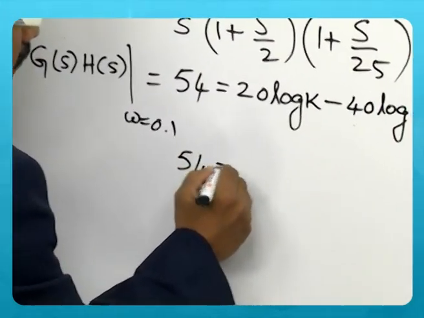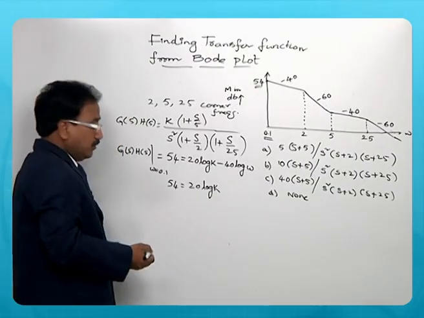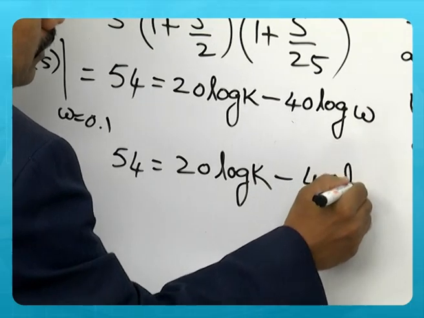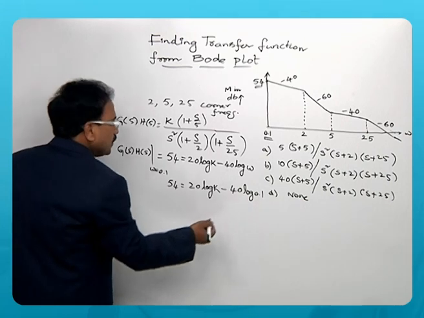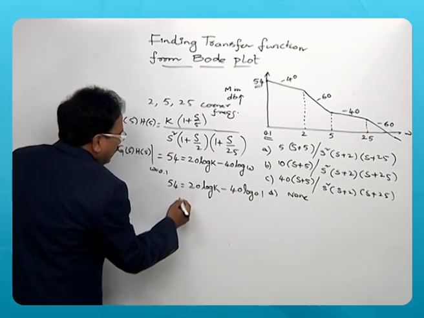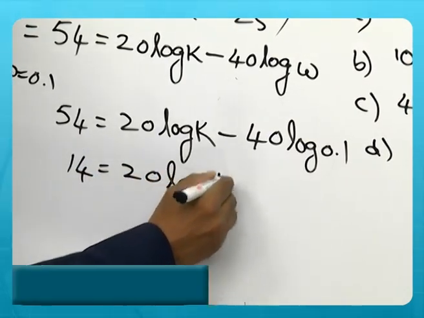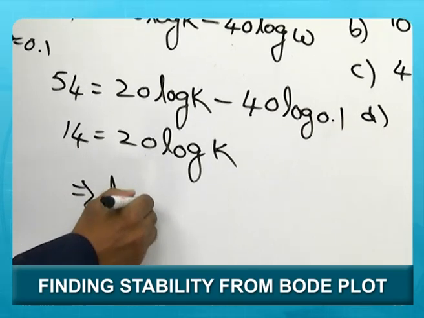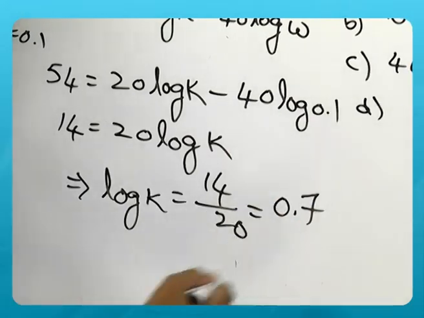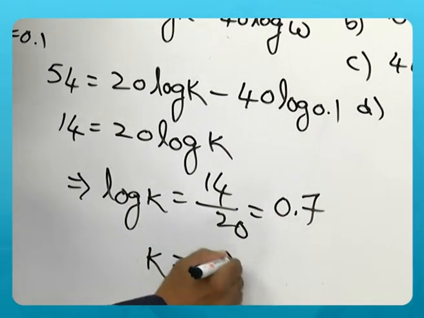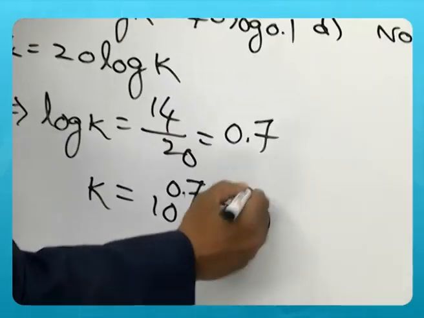So 54 is equal to 20 log K, our interest is to find K, minus 40 log of the frequency at 0.1 radians per second. So this becomes plus 40, so 14 is 20 log K, and log K is equal to 14 by 20, 0.7, and K is equal to 10 to the power of 0.7. So the value of K is 5.